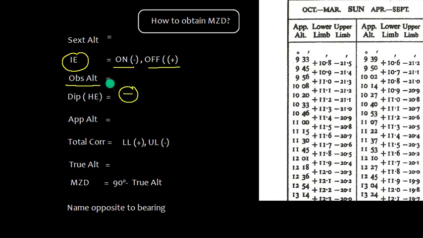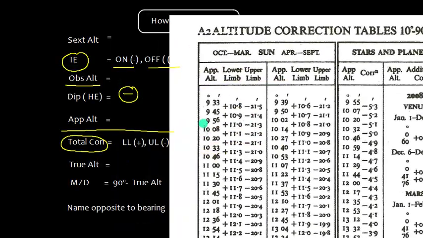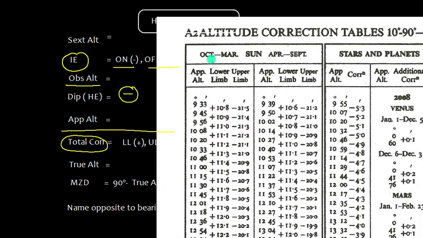Now, the second part: after applying the dip correction, you obtain apparent altitude. Then you apply total correction, and for total correction you have to enter the same table. If you see carefully, there are two columns, October to March and April to September. So you need to see whatever the month and date is, and whether you are in this column or this column.